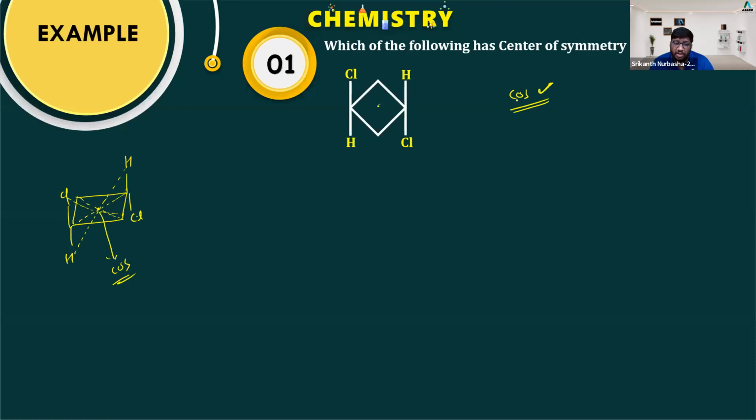What about plane of symmetry, students? Present or not present? Which plane is the plane of symmetry? If it is present, which plane?